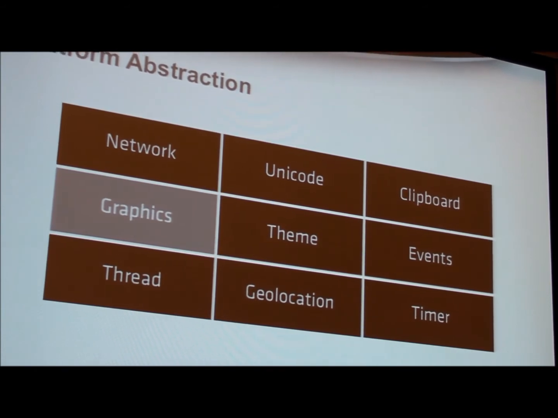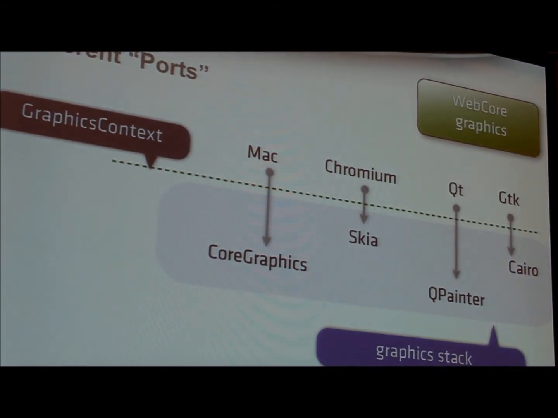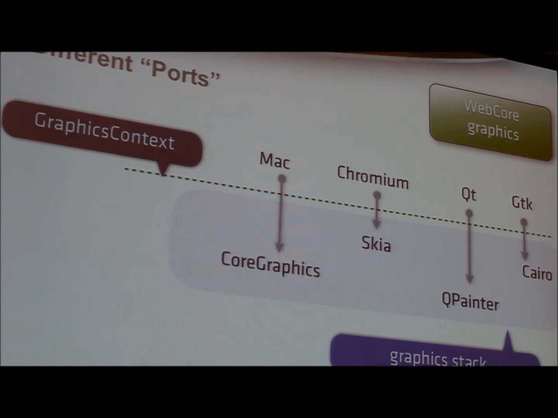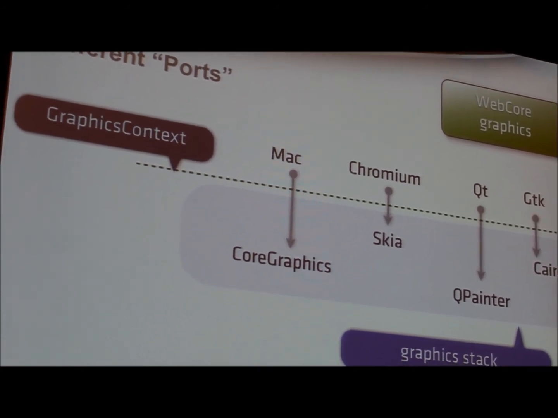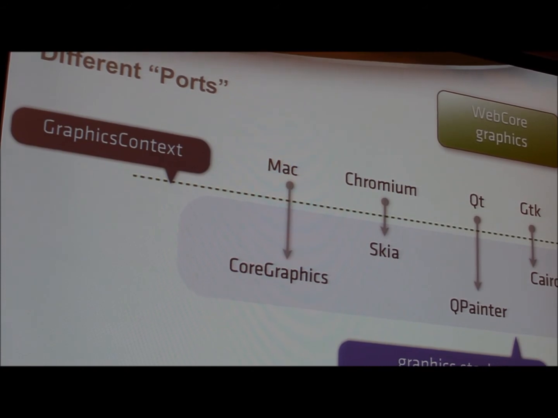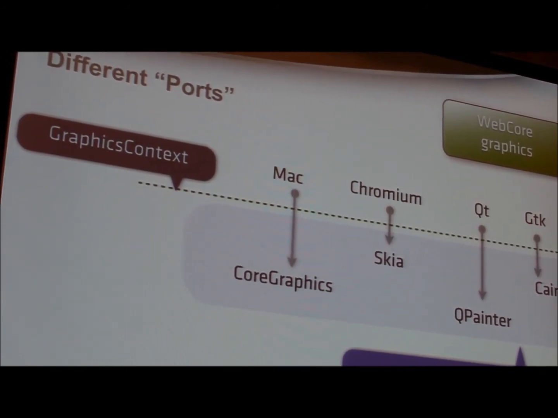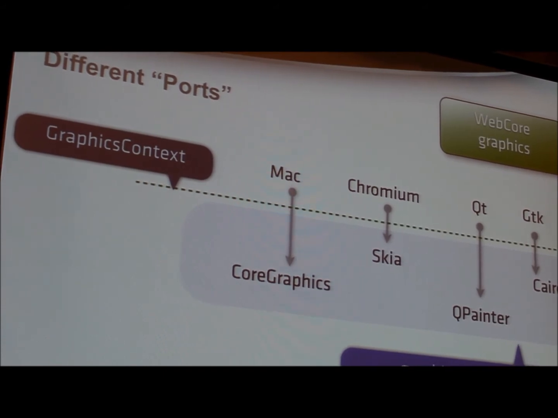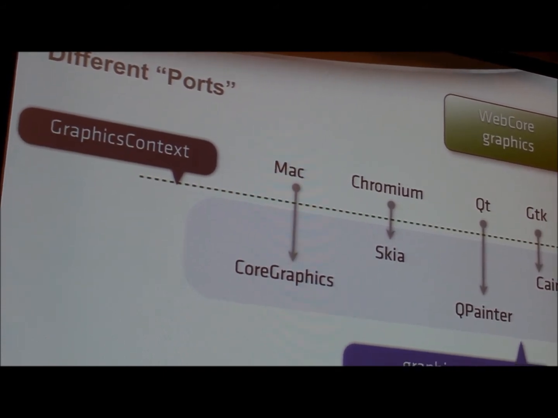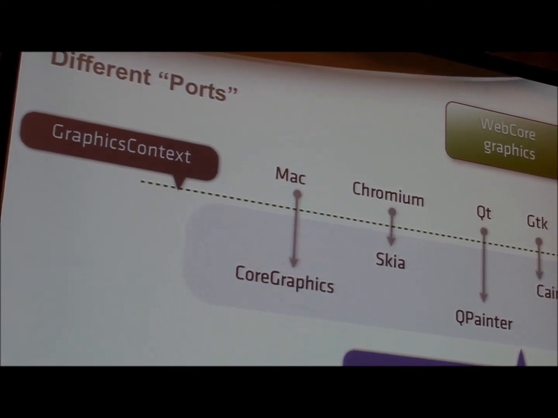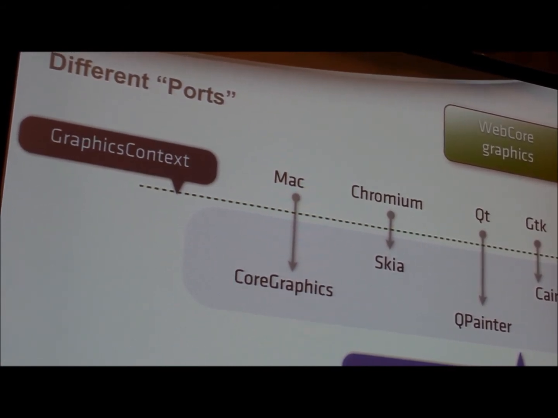I want to highlight the graphics part because if you have WebKit running on different platforms, then on different operating systems it actually uses whatever graphics stack is on that system. So WebKit code only speaks to an interface called GraphicsContext, and this maps to Core Graphics on Mac and QPainter on Qt. It means that if you use Qt WebKit, you actually use Qt, and you won't have differences in painting behavior.